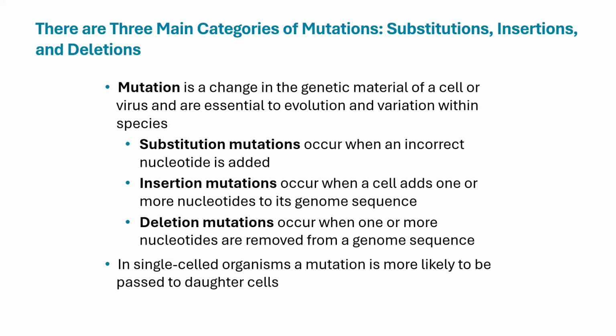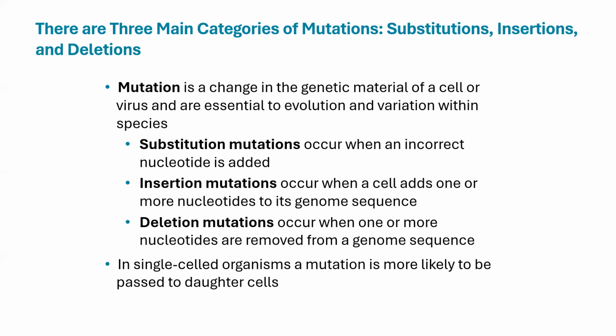We have substitutions, insertions, and deletions. So they pretty much are self-explanatory. Substitution mutations occur when an incorrect nucleotide is added in place of a correct one. So when a T is needed, if you add a G, that would be a substitution mutation. An insertion mutation occurs when a cell adds one or more nucleotides to its genome sequence, and deletion mutation occurs when one or more nucleotides are removed from a genome sequence. In single-celled organisms, a mutation is more likely to be passed to daughter cells.